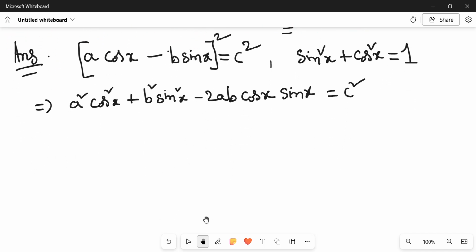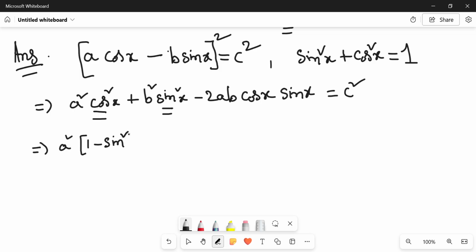Here what we'll do is replace this cos square x as 1 minus sin square x and sin square x as 1 minus cos square x. This is what we are going to do. When you are replacing, you will open the bracket. Whenever you are substituting, it's a good habit to open the bracket. Then only you will get the right answers. So it is b square, I am substituting 1 minus cos square x in the place of sin square x. So you have to open the brackets.